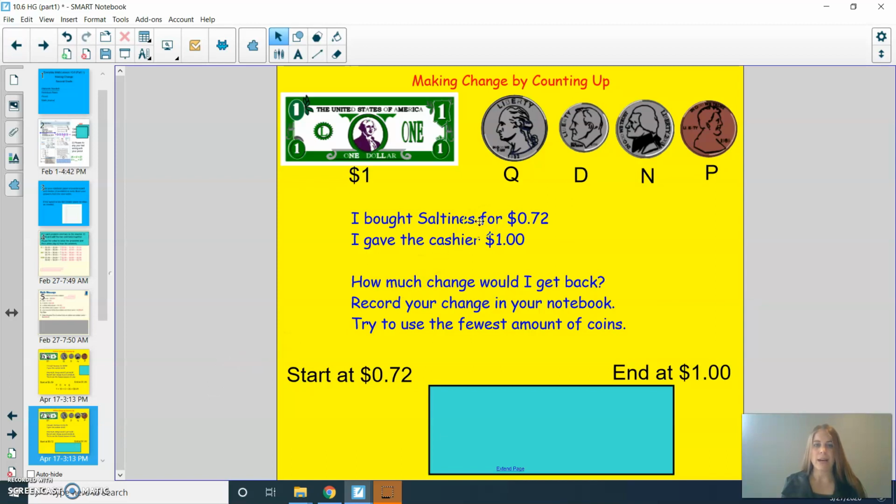This time, I bought saltines for 72 cents. I gave the cashier $1. How much change would I get back? So again, I'm starting at 72 cents, and I need to end at a dollar. Can you record the coins that you would get back? And then press play to hear the answer.